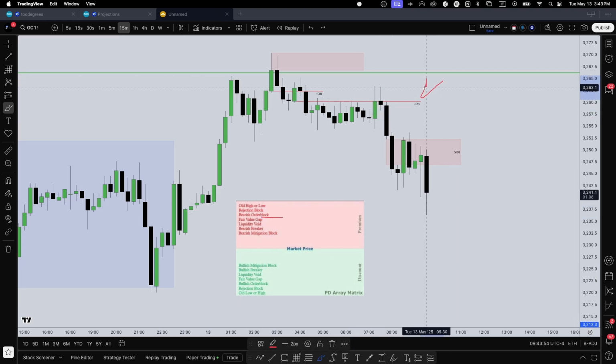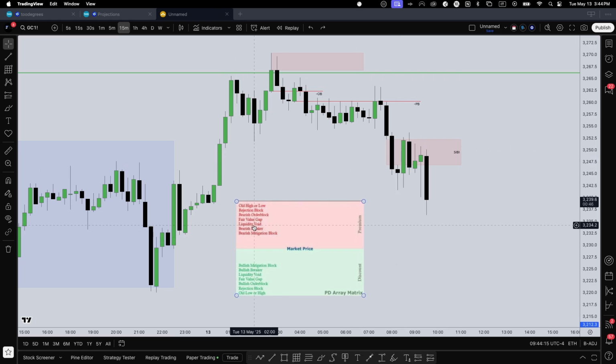This is my favorite PD array of all time. This is what I use because of the 20 to 30% idea. Because we are distributing usually around the propulsion block and we shouldn't see it broken. Then you have fair value gap or liquidity void. Check. Liquidity void all the way over here. Fair value gap right here.